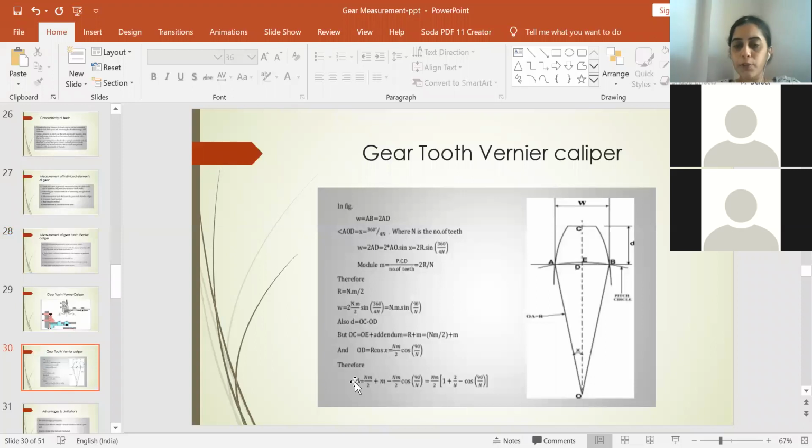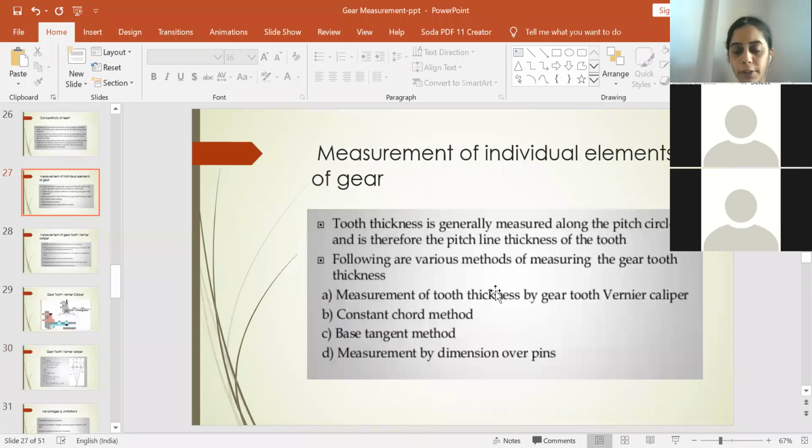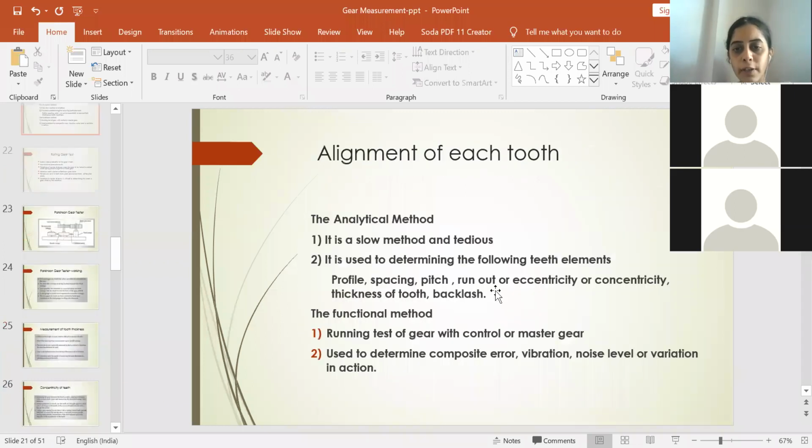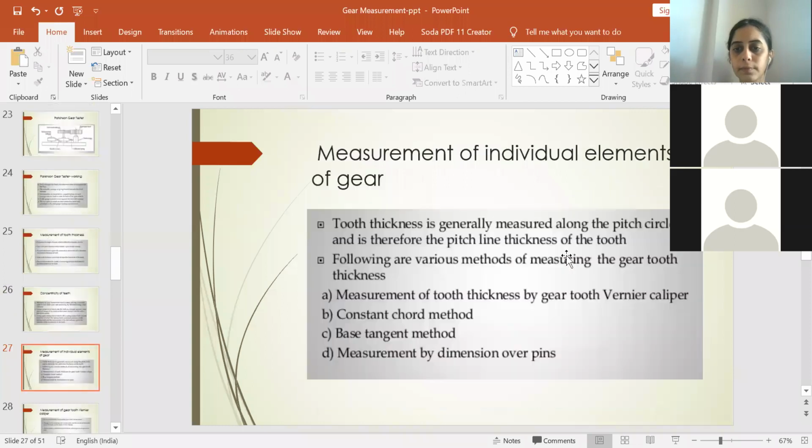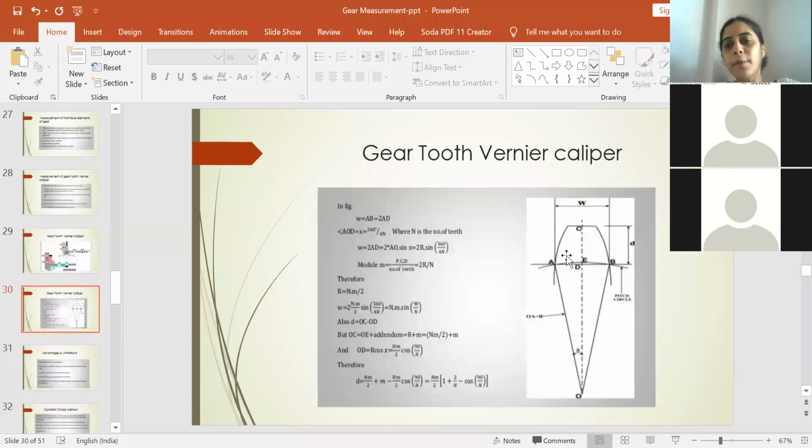Now you can see this is the tooth. In the figure, we are just taking one tooth of it. If we go back to our gear tooth terminology, we are now just focusing on one single tooth, and this is our tooth thickness and this is our pitch line. This part above is our addendum and this part below is our dedendum associated with the base circle. The same thing is considered here.